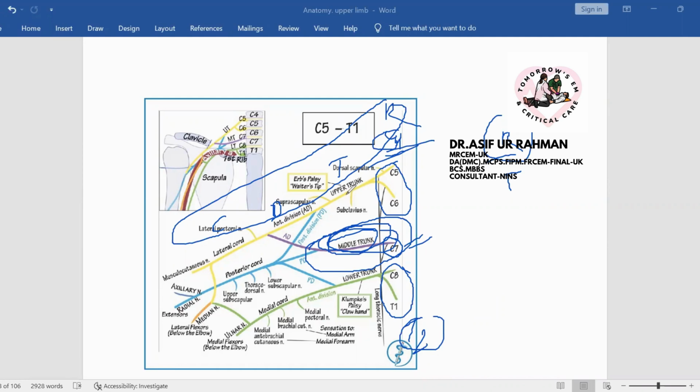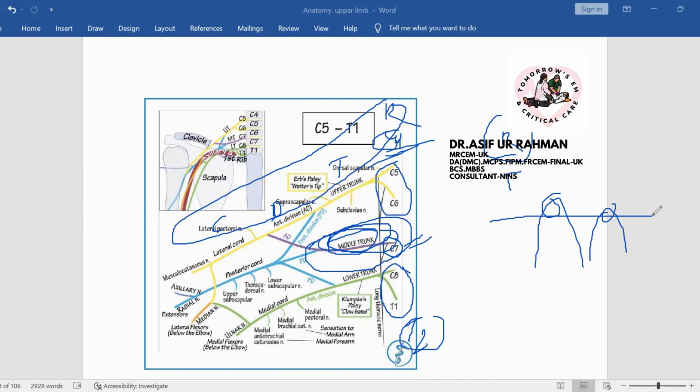There are some pathological conditions where the trunk may be compressed. Can anyone tell me in which cases, what is the reason for compression of this trunk? Apical growth in the lung. Apical growth, that means if there is a Pancoast tumor or bronchogenic carcinoma in the apex of the lung, or if there is a cervical rib, there may be lymphoma, Hodgkin's lymphoma compression, or first rib compression. It can also be compression due to an iatrogenic cause.